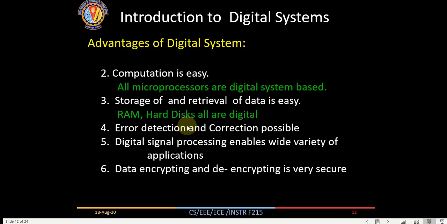So those kinds of things are available. Don't try to understand everything here. Just keep in the back of your mind that these things are not directly related to your exam. This is just an introduction to digital systems.